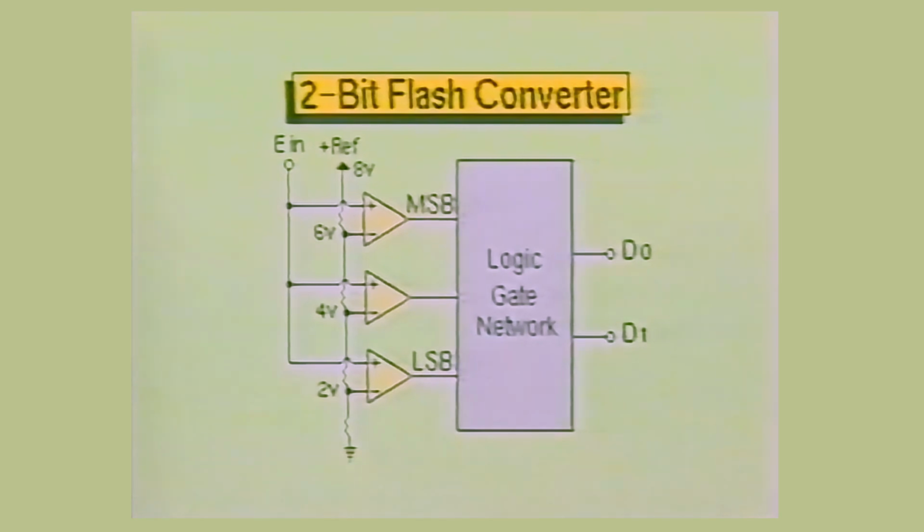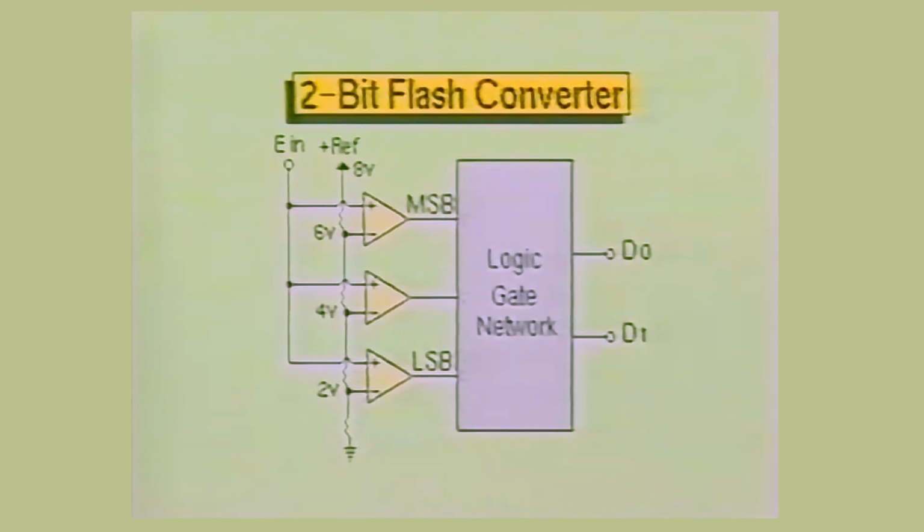As you may have noticed, it takes 2^n - 1 comparators to support the resolution of this converter. As you can see, this simple 2-bit converter requires 2 to the second power minus 1, or 3 comparators, to support the 2-bit output. An 8-bit flash converter would require 255 comparators, and so on. The vast complexity of this design is one of the flash converter's biggest disadvantages. The major advantage of this converter is, of course, its speed.